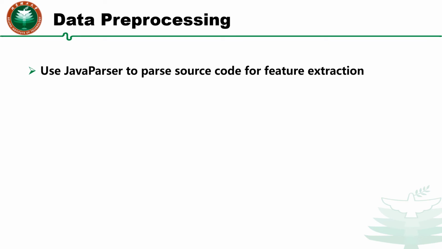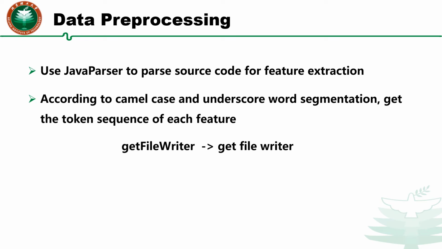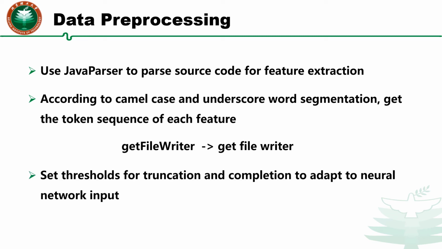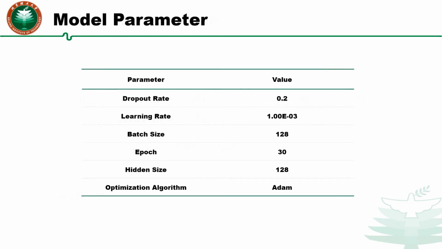These are our data processing. Firstly, we use Java parser to parse source code for feature extraction, and then, according to the camel case and underscore word segmentation, we get the token sequence of each feature. And notably, we convert all the tokens into lowercase. For example, the get file writer will be parsed this way. And then we set the threshold for truncation and completion to adapt to the neural network input. And this is our model parameter.